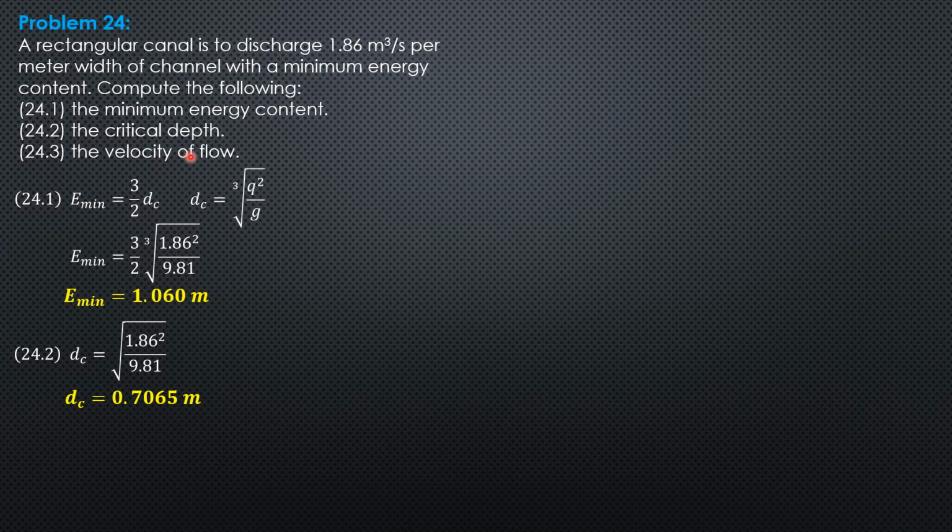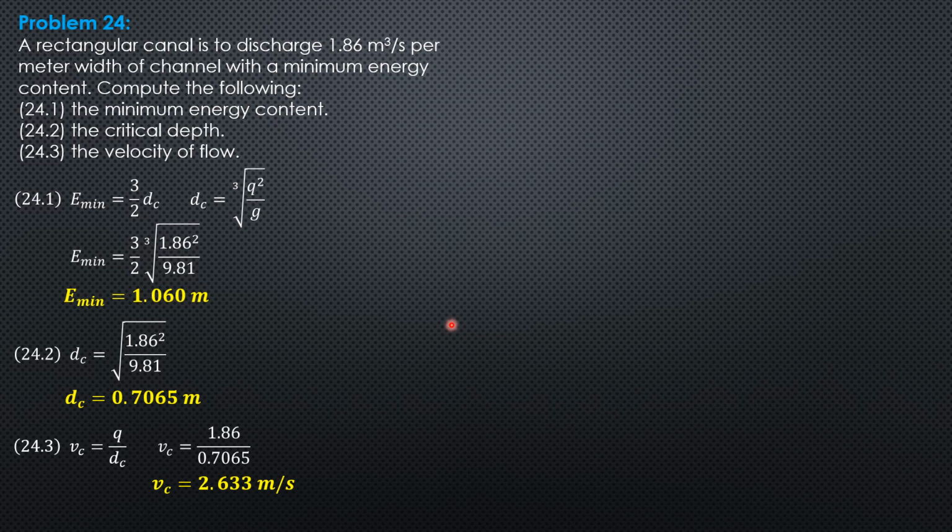The velocity of flow is critical velocity because the depth is critical. So the critical velocity is q, 1.86 divided by critical depth. Or you may use the direct formula, square root of g d sub c. So I'll use this first. So 1.86 over 0.7065, critical velocity, or the velocity of flow, is 2.633 meters per second.